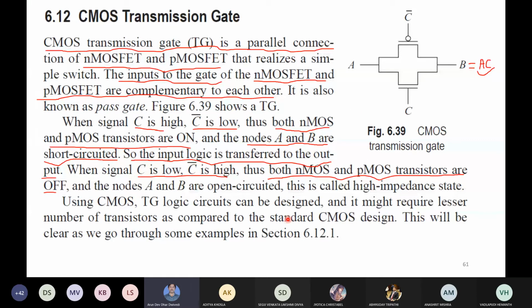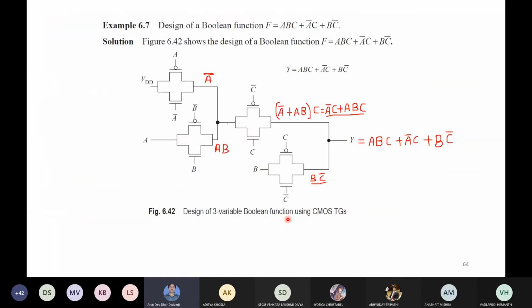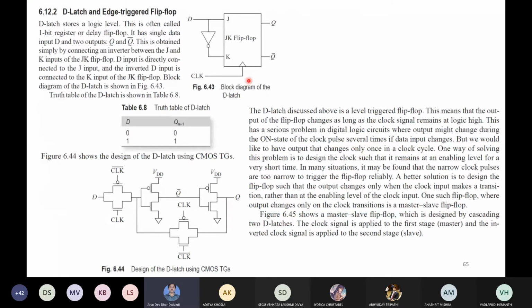Similarly, we can go to the transmission gate based flip flop design, like the D latch. With the help of a transmission gate, very simply we can see that when D is 0, the output Qn plus 1 is 0, and when D is 1, then the Qn plus 1 state is 1. In the transmission gate we take both PMOS and NMOS. For NMOS this is clock, and for PMOS clock bar, and D is given. So D into clock will come out here.